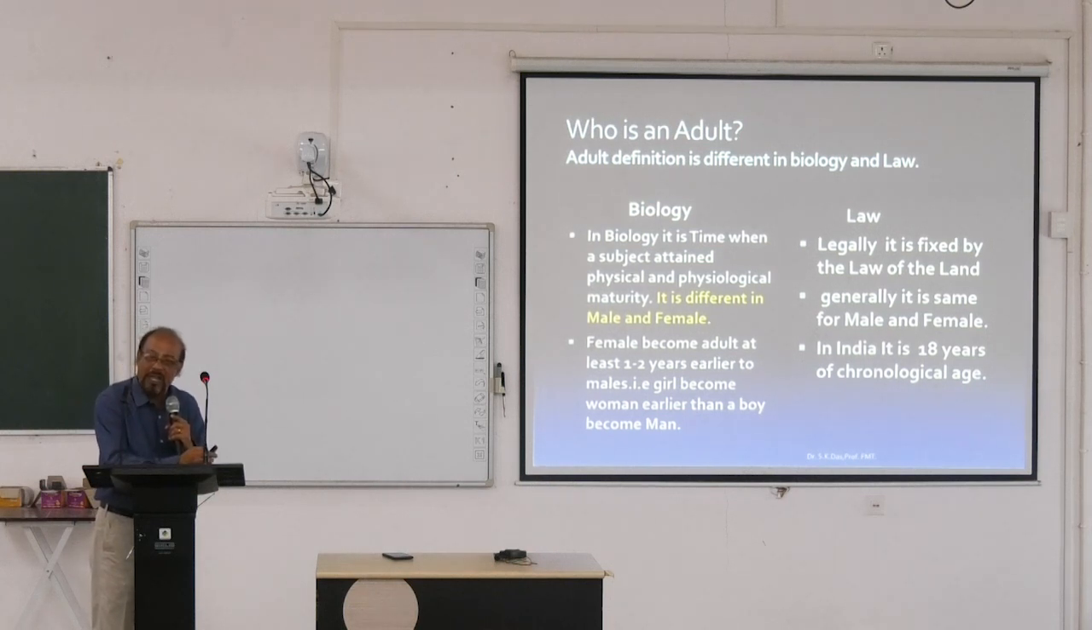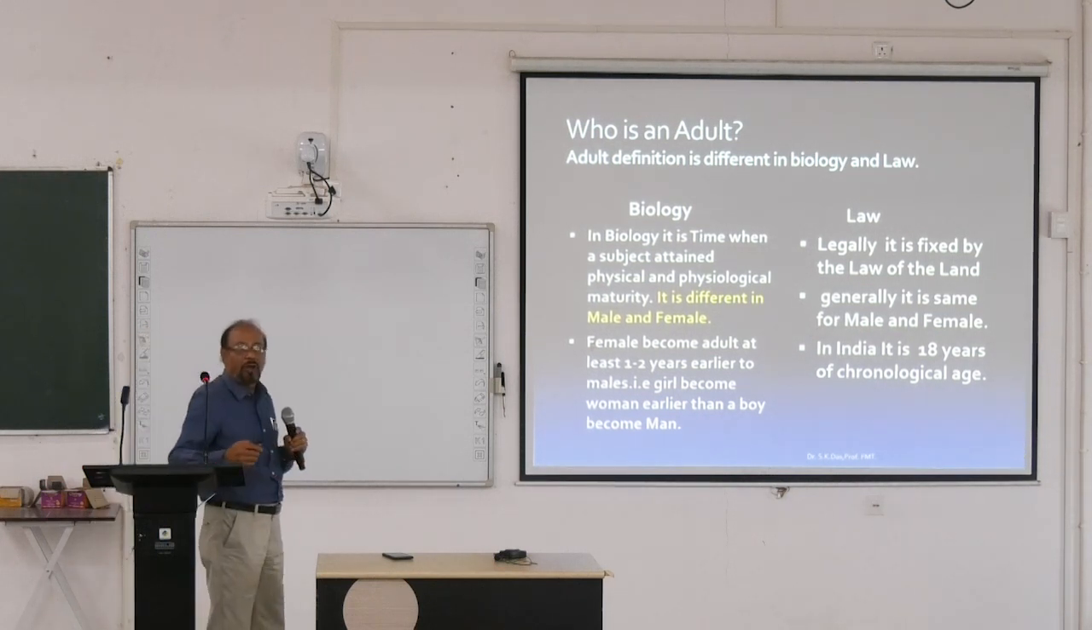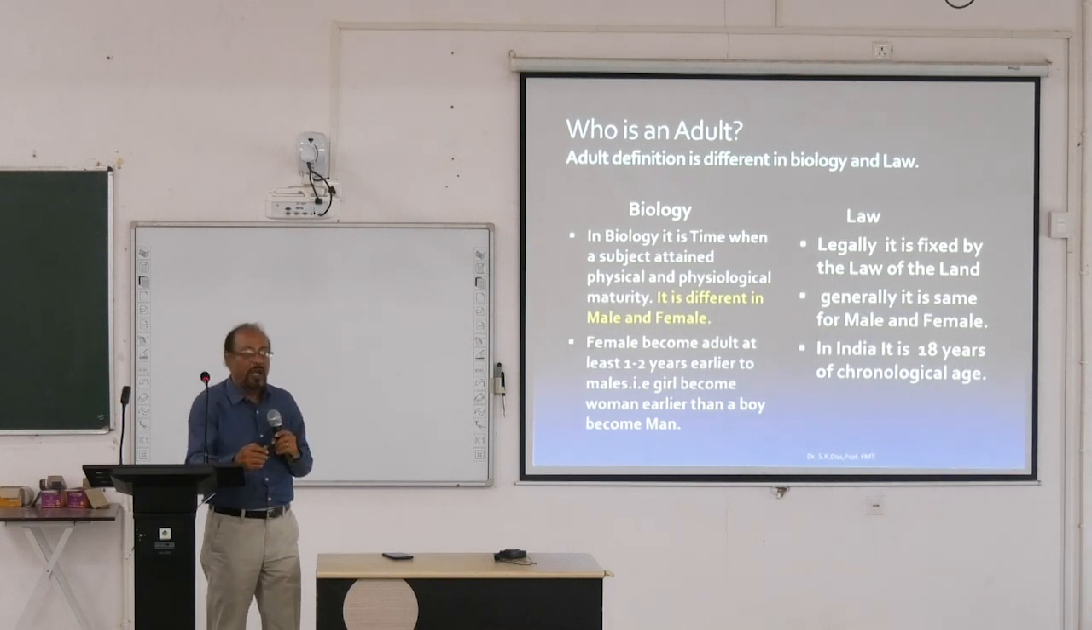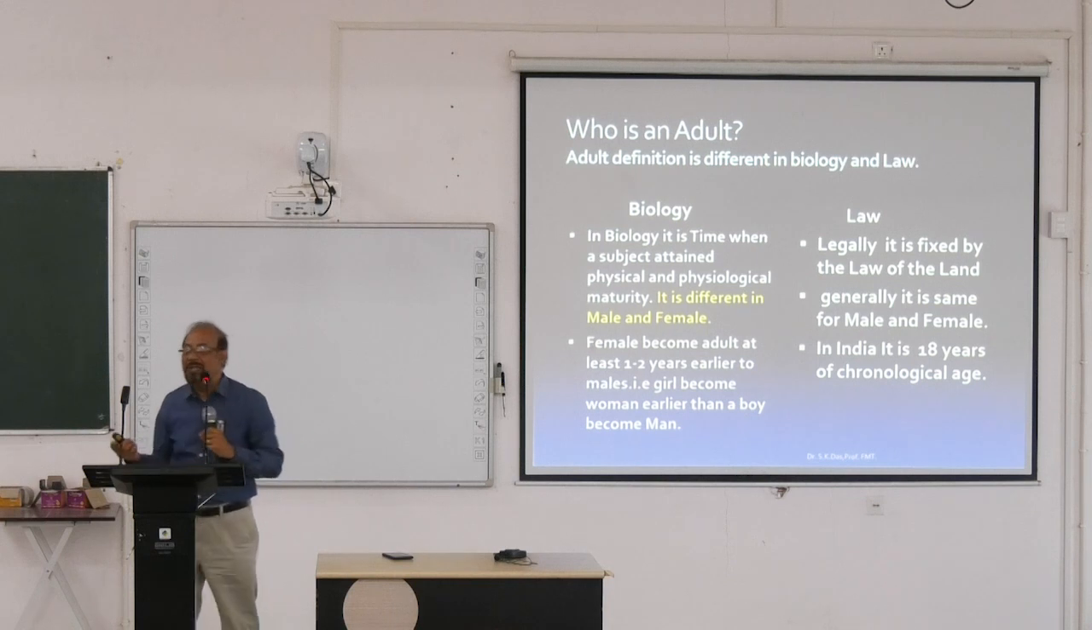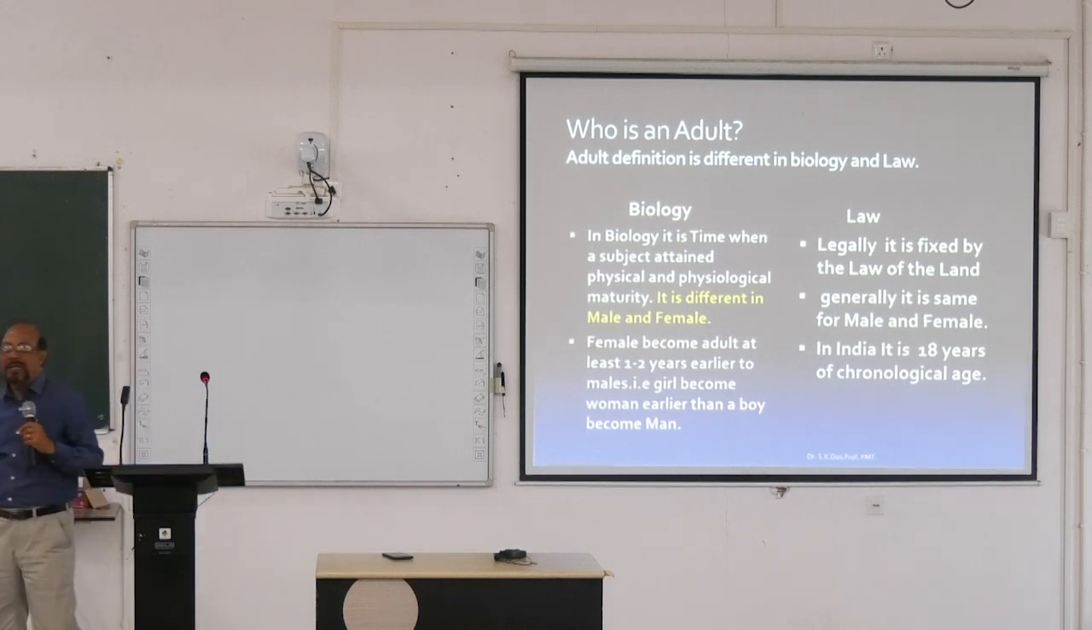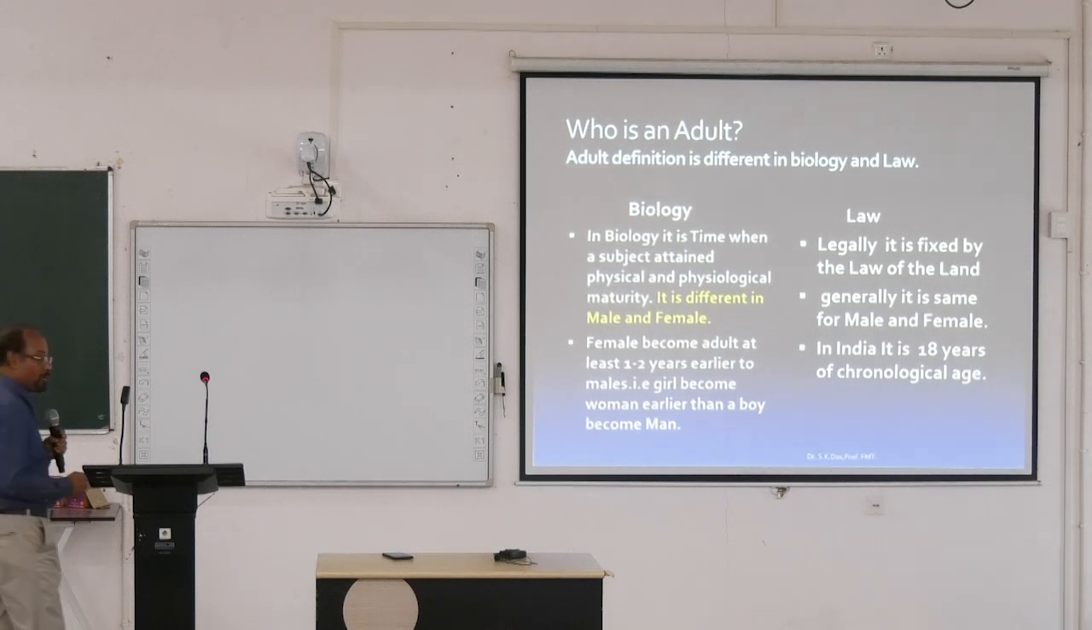Yes, adult meaning is different in law and in biology. You must know it. What is biology? To us, it is the physical and physiological maturity of a person, and we try to elicit that, physical and physiological. And to law, it is 18 years. 18 years is adulthood. And that is the same for the boys and the same for the girls. That should not be.